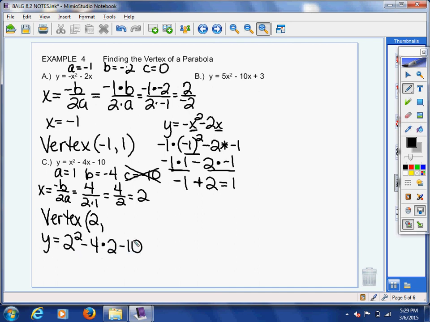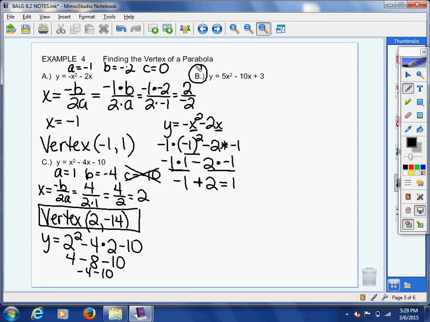Okay, so in your calculator, you're just going to put 2 squared, which is 4, minus 8 minus 10, and then you got negative 4 minus 10, which is negative 14. So my vertex for letter C is going to be at 2, negative 14. And that's what I'm looking for. That's how I calculate that vertex.